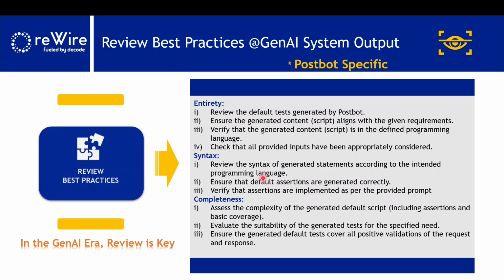Okay, and then the third category is completeness. Assess the completeness of the generated default scripts, including assertions and basic coverage. Whether it completely covered that particular request or not, you need to ensure. And evaluate the suitability of the generated test for the specified need. Whatever test is generated, whether it suits or not. In such a case, if it does not, you can delete it or you can update that script.